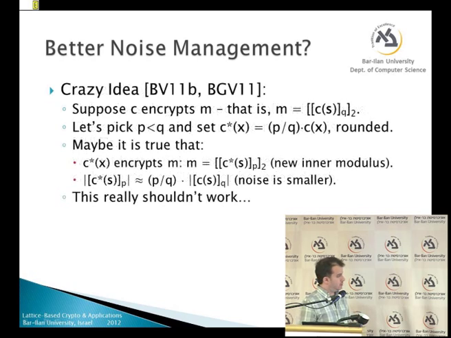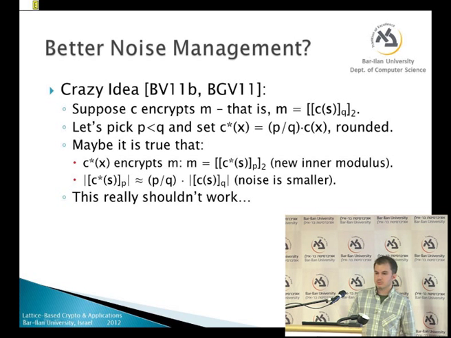So here's a crazy idea in particular for how to beat the noise back down. Suppose you have a ciphertext that encrypts M. There's the decryption equation, and it's defined modulo Q. What I want to do is pick a different, smaller modulus P, and scale the ciphertext down: just multiply it by P over Q. Then I round that ciphertext; it's not even an integer ciphertext after you scale it down, but you round it somehow. It would be great if that new ciphertext just encrypted the message, under a new inner modulus P. And moreover, it would be especially great if the noise level went down, so that the noise is basically P over Q times the original noise.